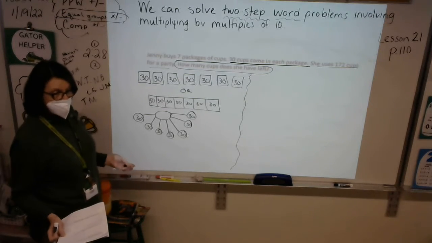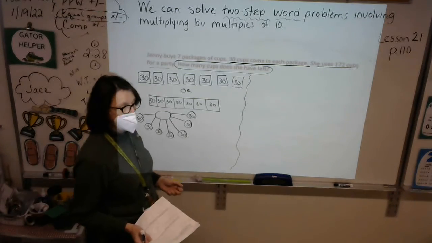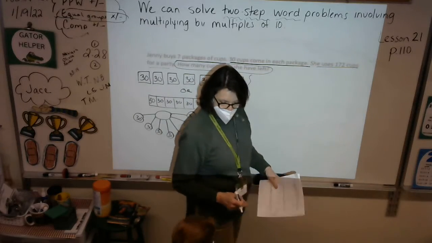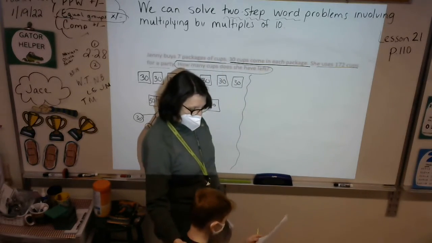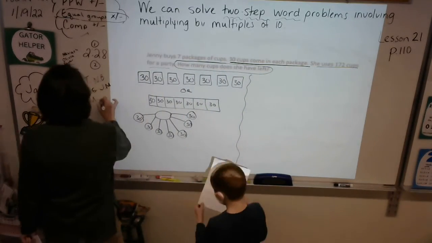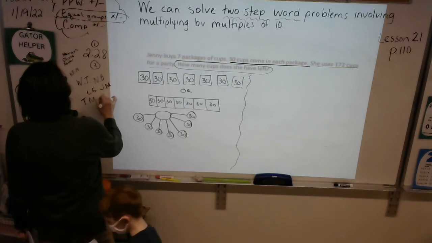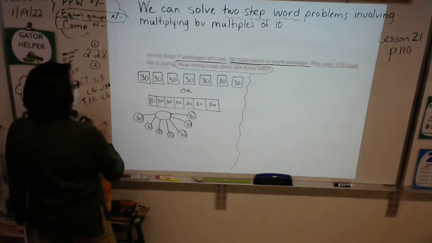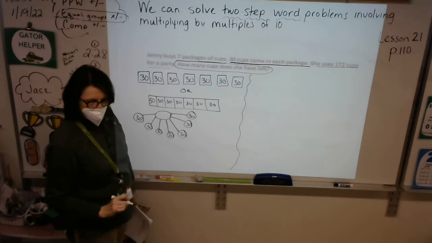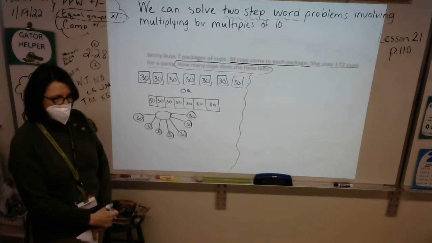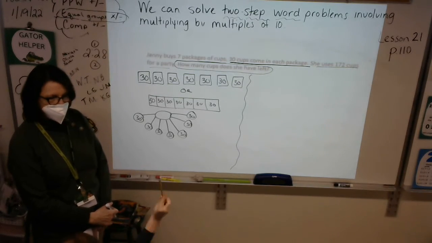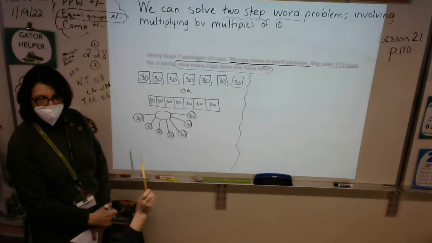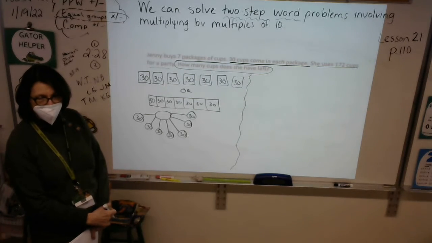Everybody's going to write the same number sentence. Go ahead and write your number sentence for that. I know some of you have already done it. What number sentence are you going to write? Should be easy. It's multiplication. It's equal groups.